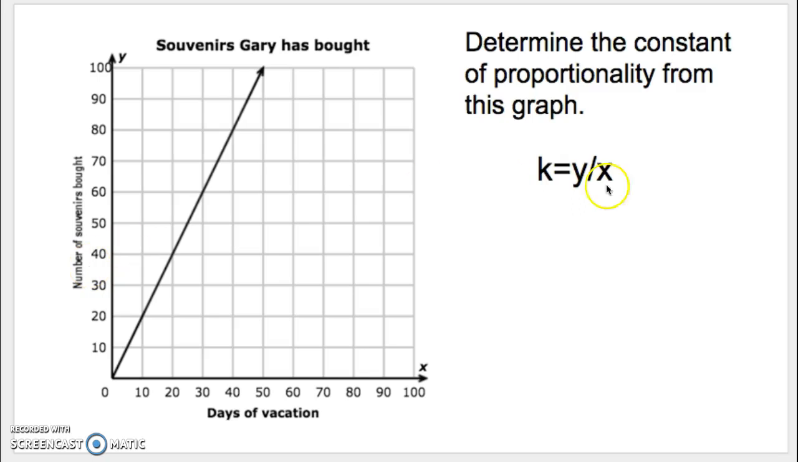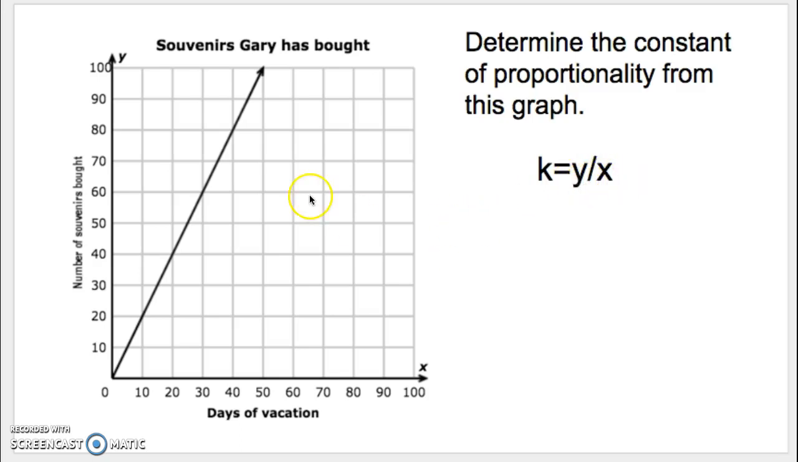So if I want to know what the constant of proportionality is, I'm trying to figure out how many souvenirs Gary bought every day, or per one day of vacation. We figured out that we can calculate the constant of proportionality by this ratio of y divided by x. So k, again, stands for constant of proportionality, and we can use this ratio y divided by x. Now this ratio is simple, but we need to know what numbers to plug in.